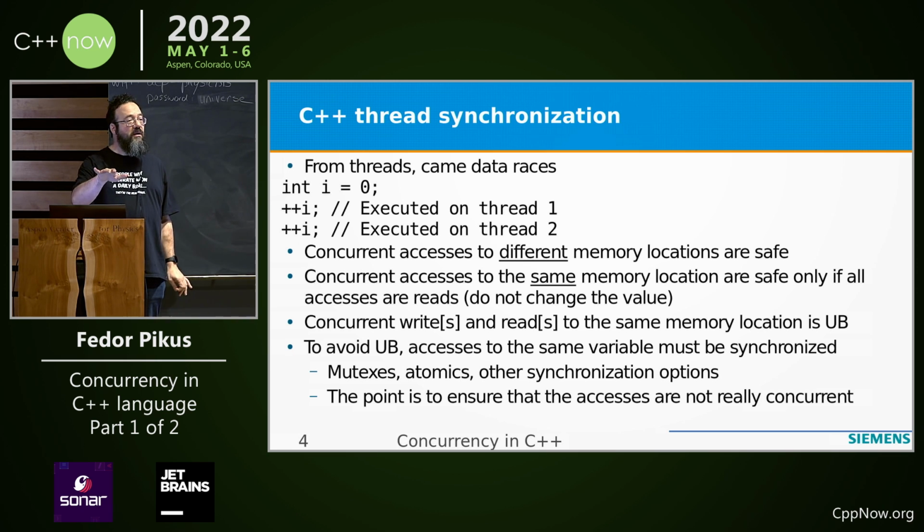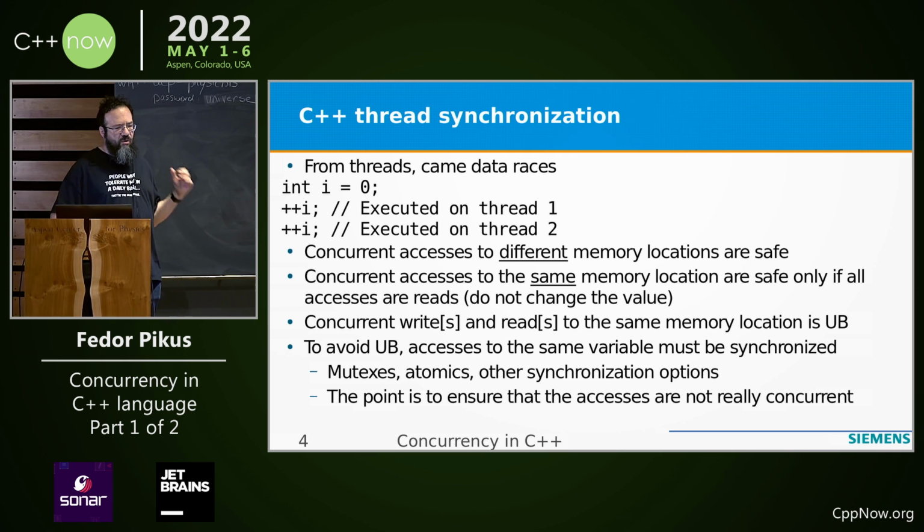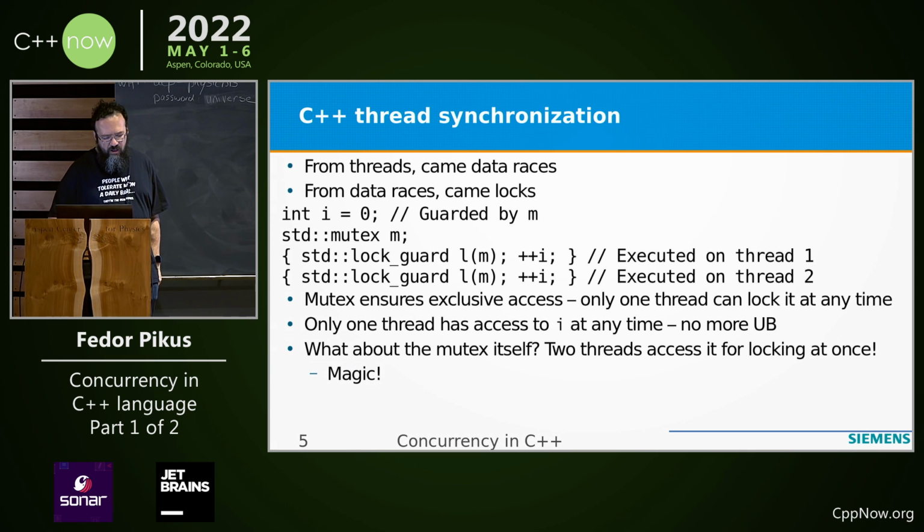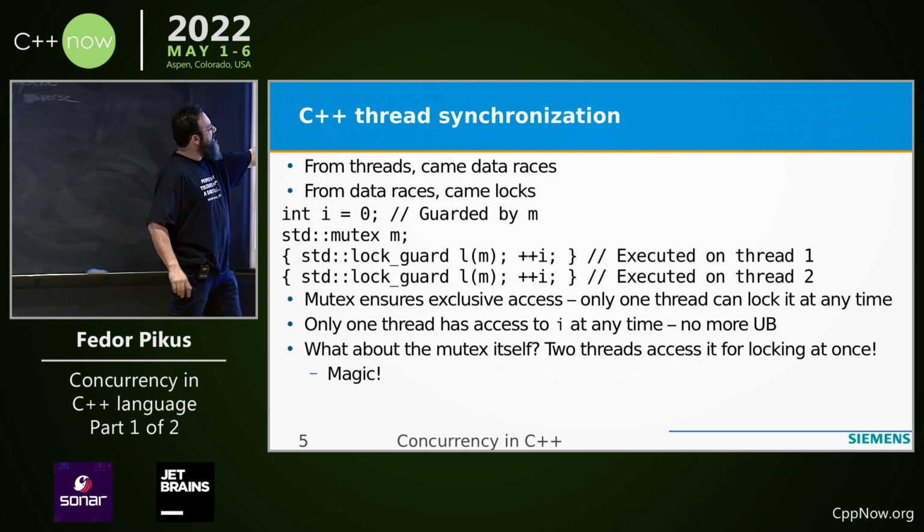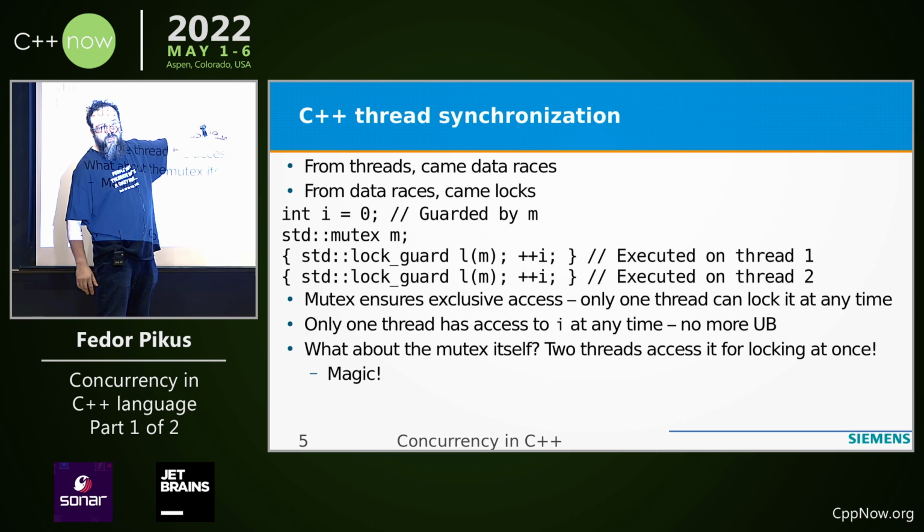To avoid this problem, you must use synchronization. What kind of synchronization? Well, we've seen mutexes. There are atomics. There are semaphores. You must do something to ensure that only one thread at a time is actually writing. Well, from data races came the locks, so we've already seen the locks. This plus plus is a modifying operation.